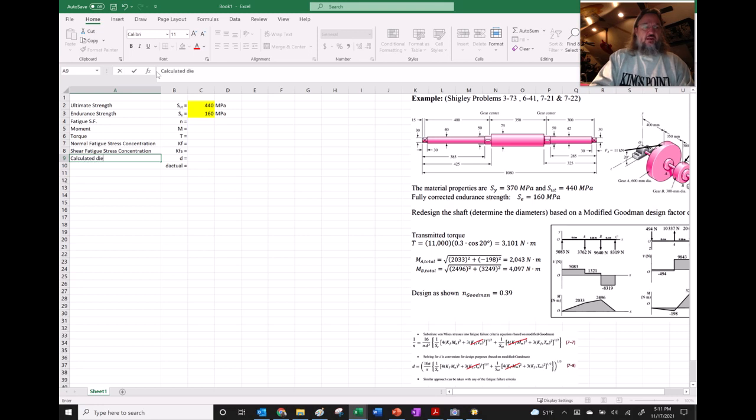Calculated diameter. And then I'm going to go selected diameter. And I'm going to go yield safety factor. Boom. And I might go at NY right there, right?